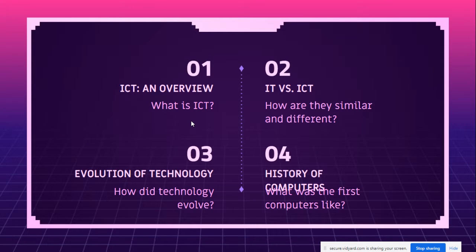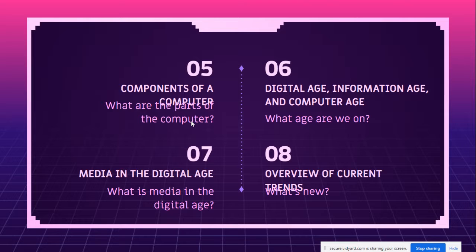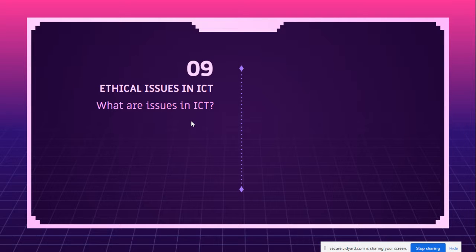Before all that, let's have an overview first of the topics that we're going to discuss right now. First is ICT, an overview. Second is IT versus ICT. Third is evolution of technology. Fourth is history of computers. Fifth is the components of a computer. Sixth is the digital age, information age, and computer age. Seventh is media in the digital world or age. Number eight is the overview of current trends. And the last topic is ethical issues in ICT.